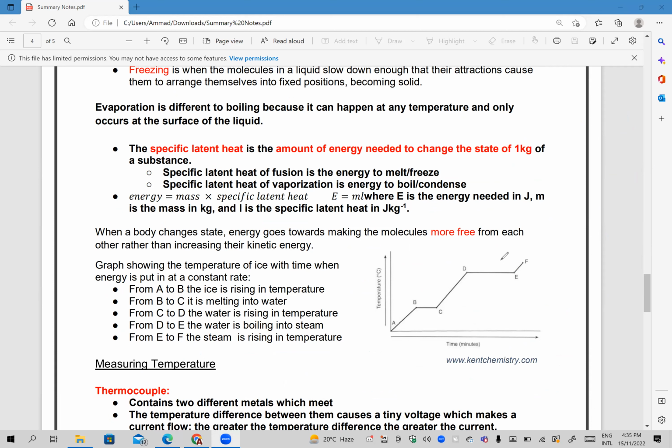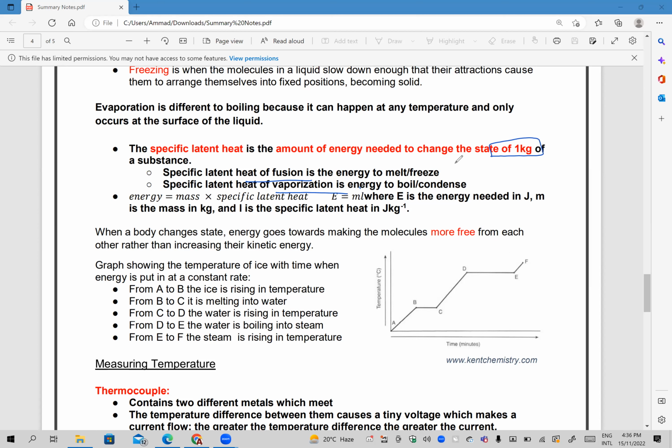So specific latent heat is the amount of energy needed to change the state of 1 kg of a substance. Latent heat is of two types, latent heat of fusion and latent heat of vaporization. Fusion, vaporization. In latent heat, we see that you're changing the state. Solid is becoming liquid, liquid is becoming gas. So you have to see, if you have 1 kg of a substance, how much energy would that 1 kg of substance need to change its state?